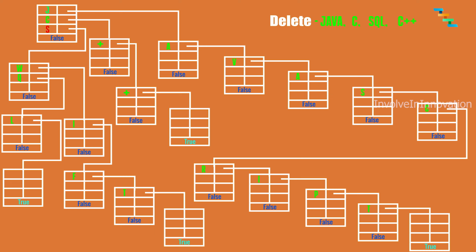Check whether the key S is present in the root node. Yes, the key is present. Traverse to the node referenced by S. Here, check whether we can find Q. Yes, we can see Q here. And then traverse to the node referenced by Q.